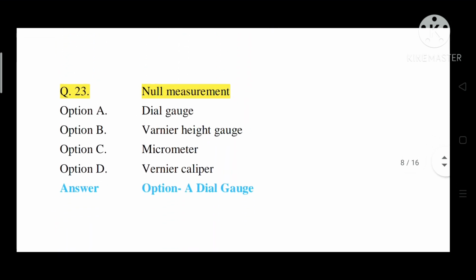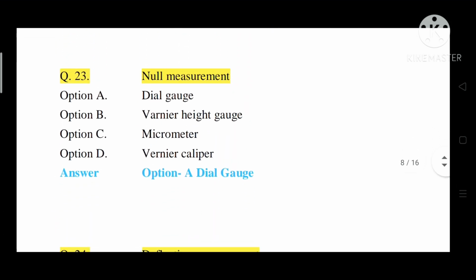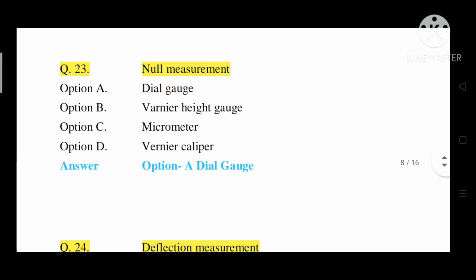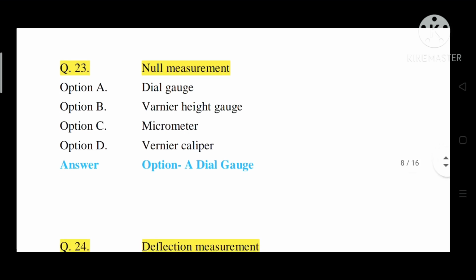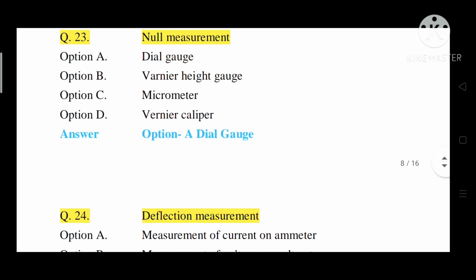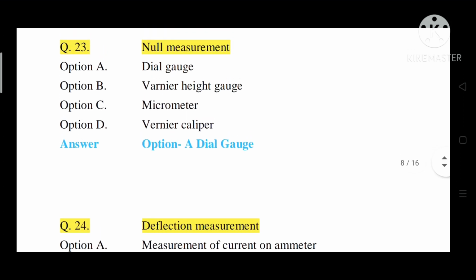What is null measurement? Question number 23. Options are: option A, dial gauge; option B, vernier height gauge; option C, micrometer; option D, vernier caliper. So the answer is option A, that is dial gauge, that is null measurement. With respect to the zero value, plus or minus, we will get the reading. So that is why the dial gauge is a type of null measurement.